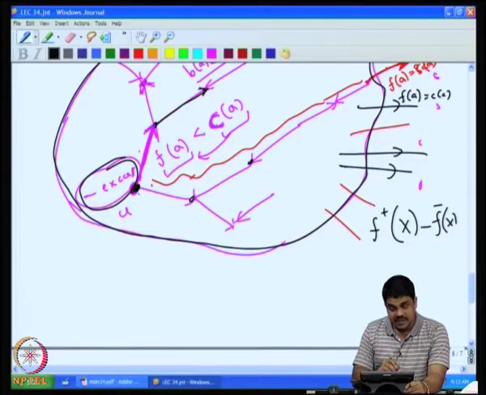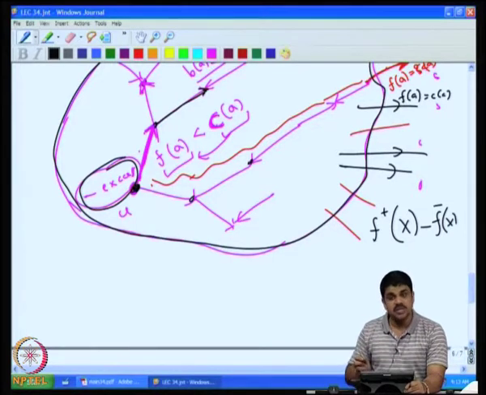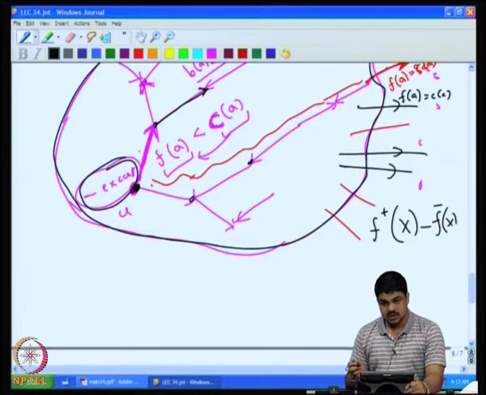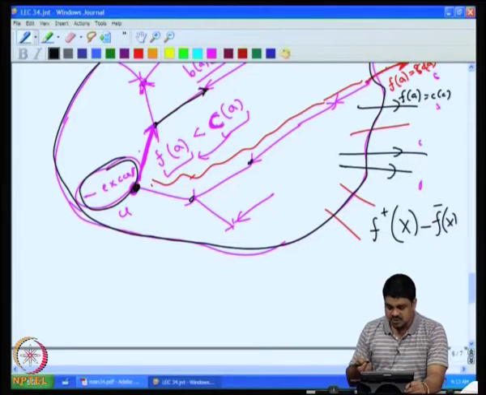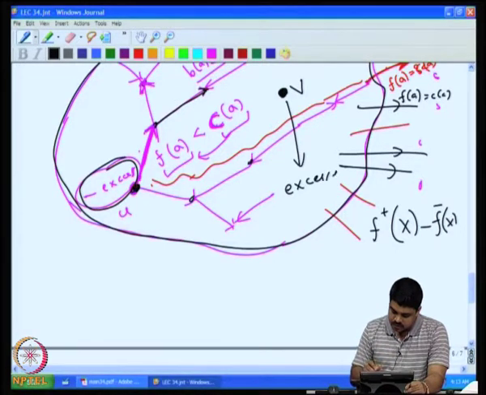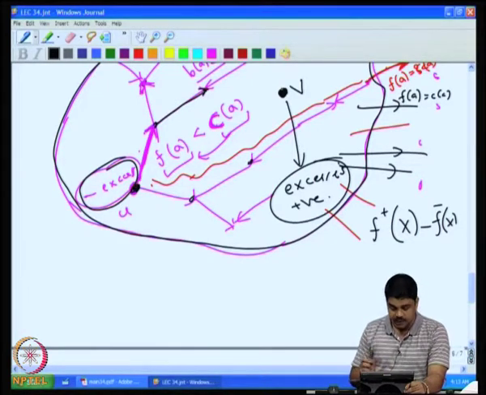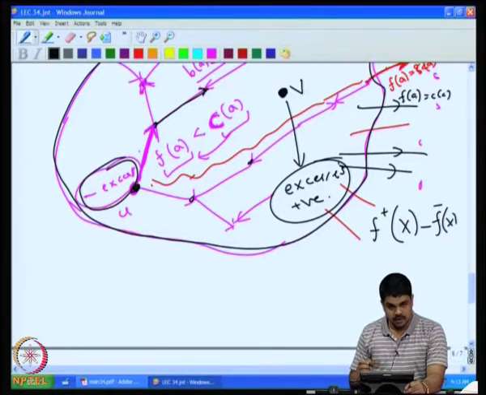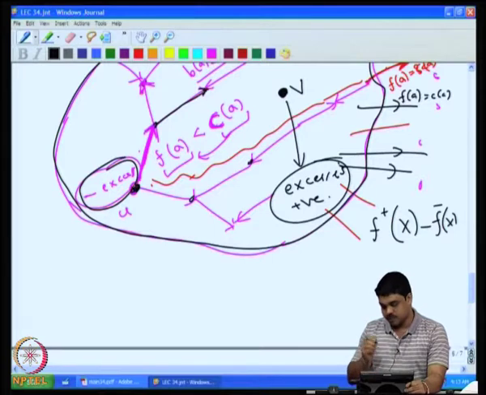So, one of them is negative, but the total sum of excesses has to be 0 or positive. So, that means there should be at least one vertex somewhere in x, maybe this one, say v, such that its excess is positive. It should be there, otherwise how can the total be non-negative? Because there is one negative, there should be one positive at least.